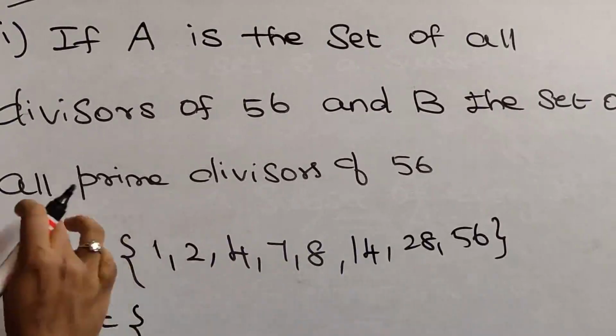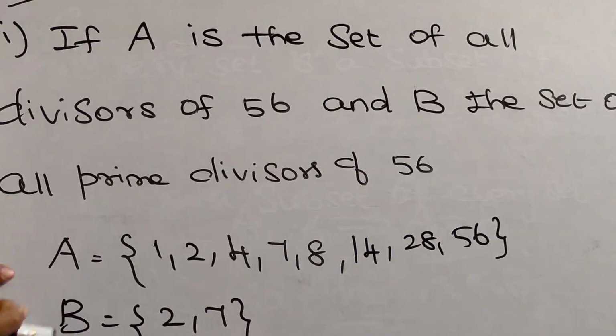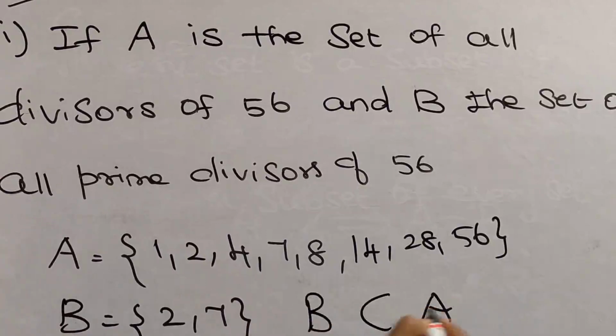Now the elements of B set. The set of all prime divisors of 56. Prime divisors are 2 and 7. Now tell me which is the subset of which one? So according to our elements, B is the subset of A. Correct? So B is the subset of A. Because only two elements are there, and those two elements are there in the set A. Therefore, B is the subset of A. Now, we'll see one more example.